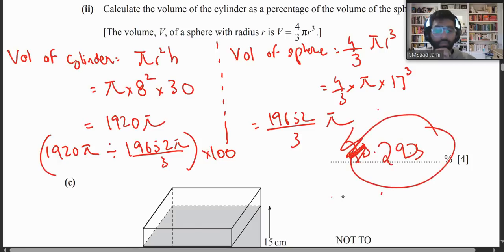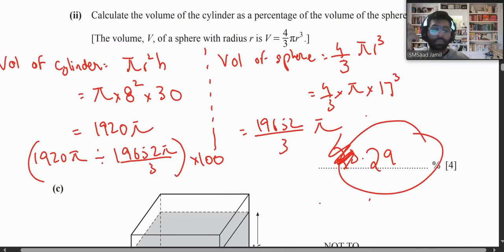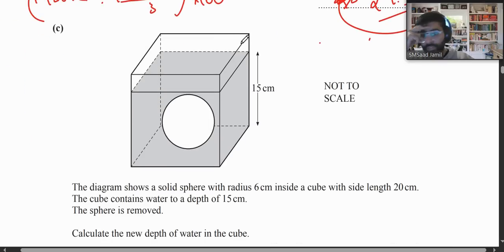Okay. Let me write it neatly. One thing, you know, a man cannot be blessed with every quality. My handwriting is bad. Bad quality.